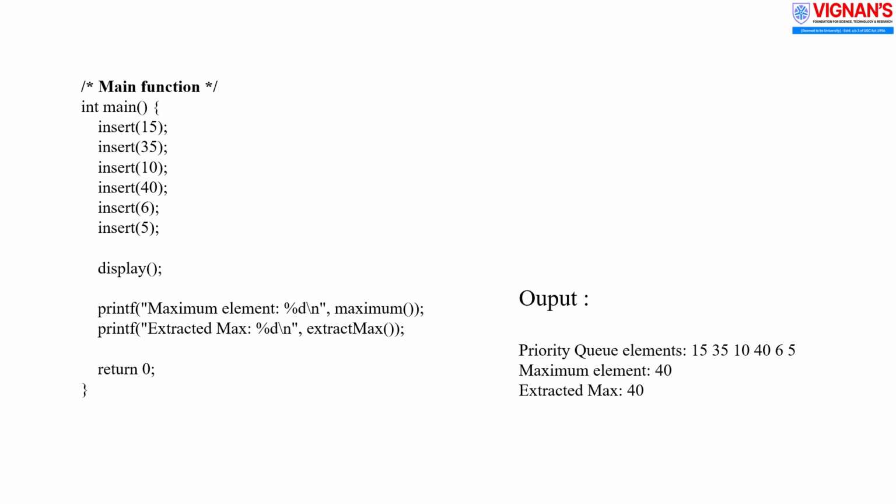Next, the display function is called. It prints all the elements currently present in the priority queue in the order they were inserted. Then, the maximum function is called. It finds and prints the element with the highest priority. After that, the extract max function is called. It removes and returns the maximum element from the priority queue. Finally, the program ends successfully.